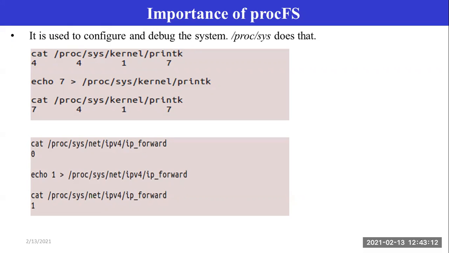Can we enable IP forward permanently? For that, you need to modify the code or compile the code accordingly. By default, it is always 0. Or you can do it in the booting script. After booting, you write this command from a script, which will be executed during booting time. Got it.